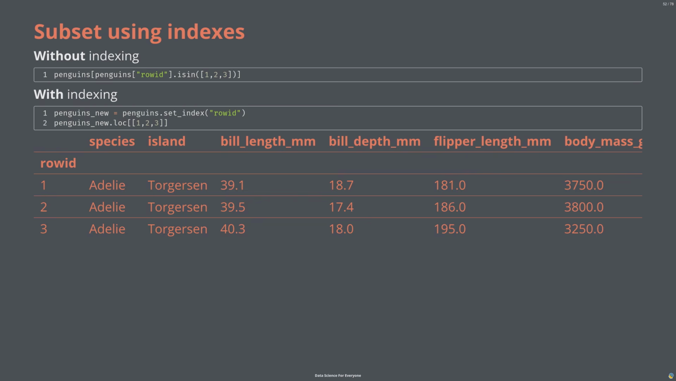One thing to remember is that indexes don't need to be unique. There can be duplicate indexes. If you subset with loc on duplicated indexes, all the rows that match will be returned.